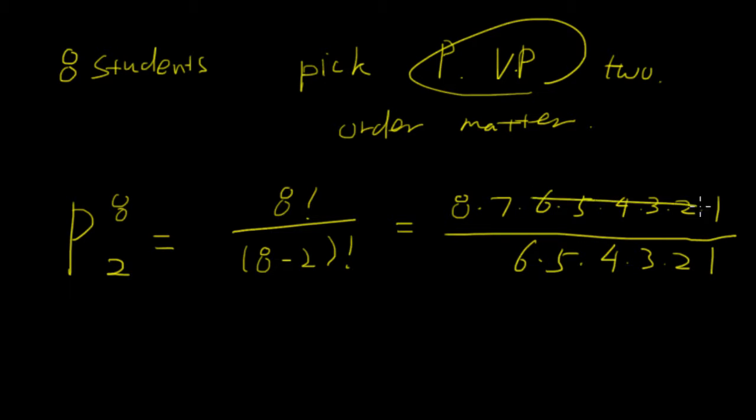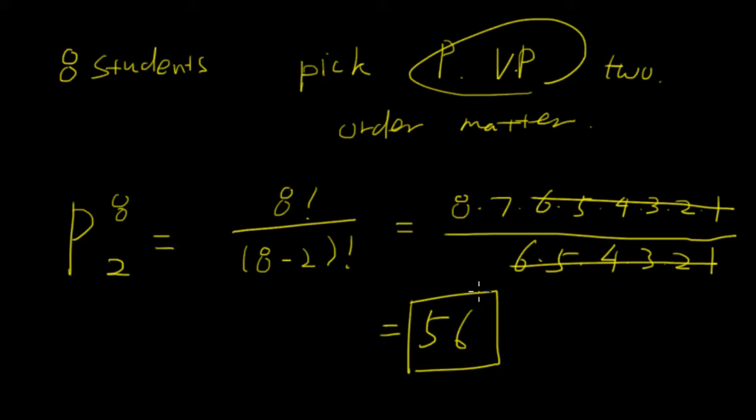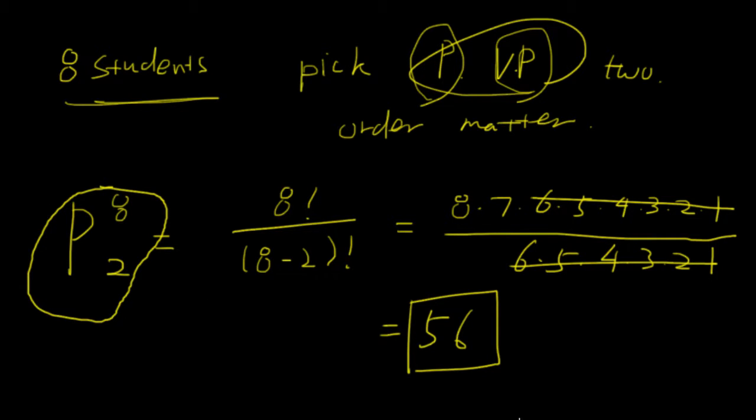So you can see that all these will cancel out. You end up having 8 times 7, 56. Meaning what? You have 56 different ways of picking one president and one vice president out of 8 students. It could be scientist, it could be a member, whatever. Out of 8, picking 2, order matters. And that's when we use this permutation. Okay?